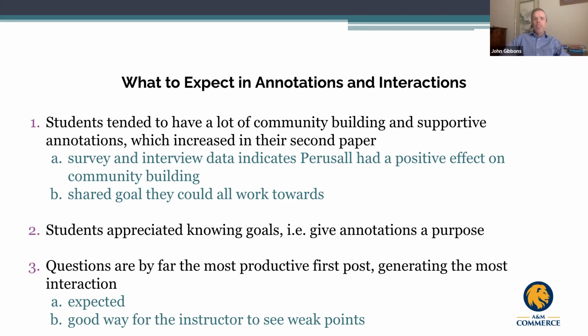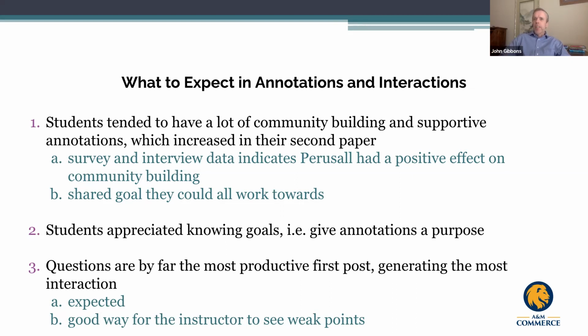And also make sure that they have a shared goal. In this case, although they all had an individual review paper they had to do, they all knew that they were making annotations here together for their own review paper. So they all knew what they were there for, which was a good idea for the students. They're not just there annotating with no particular direction or purpose. The follow-on point here is that they really did appreciate knowing the goals.